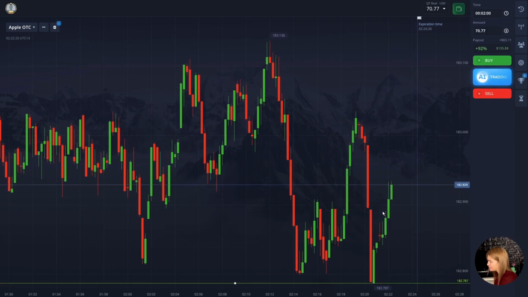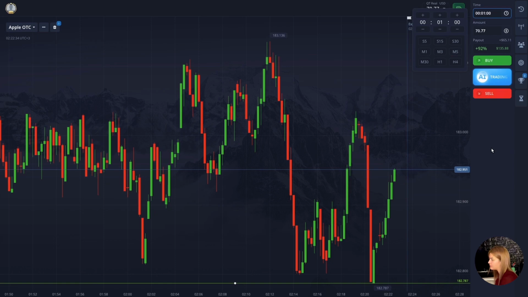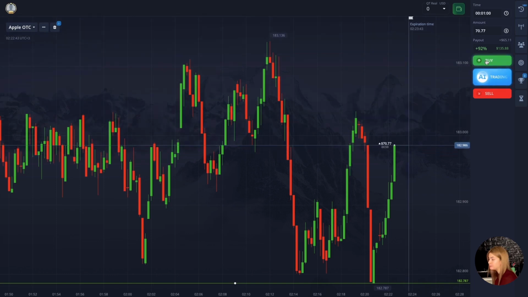Meanwhile, on the price chart, we can see the rebound gaining strength. In such a market situation, it is fair to assume that the upward movement will continue for a short time. We will open a deal to buy for 1 minute.